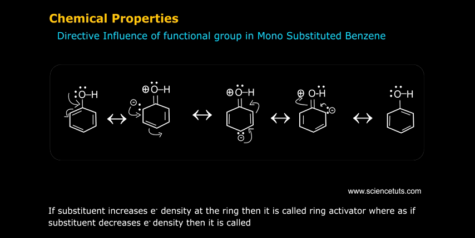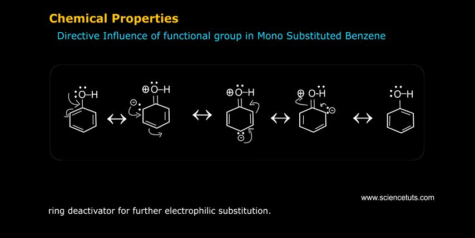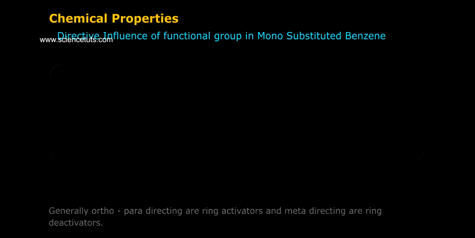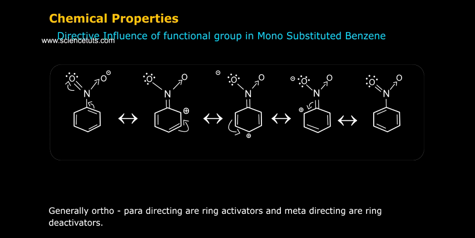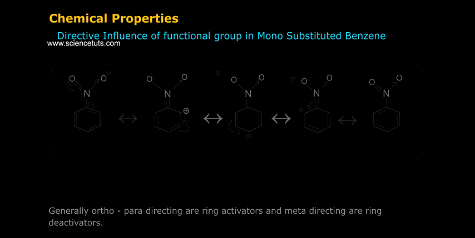If a substituent increases electron density in the ring, it is called a ring activator, whereas if a substituent decreases electron density, it is called a ring deactivator for further electrophilic substitution. Generally, ortho-para directing groups are ring activators and meta directing groups are ring deactivators.